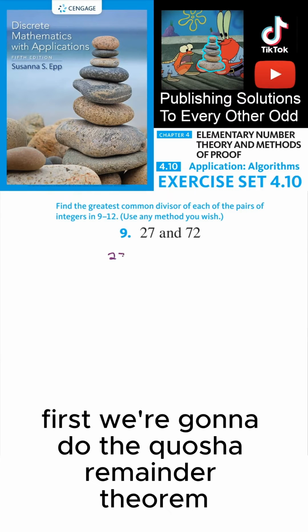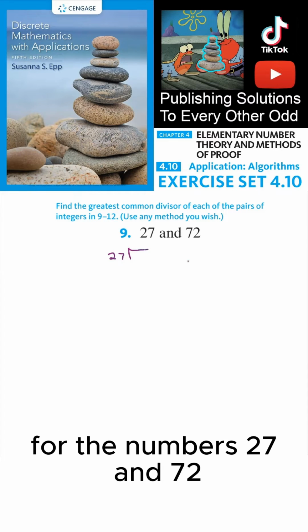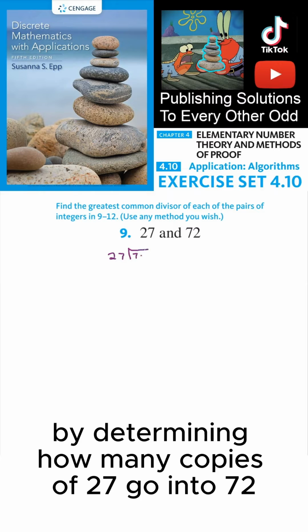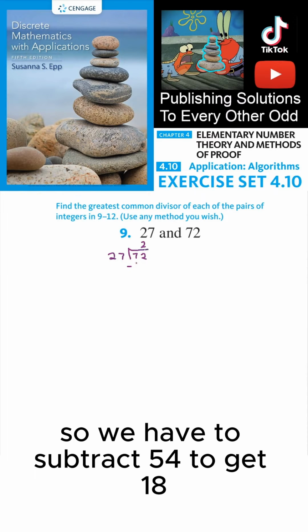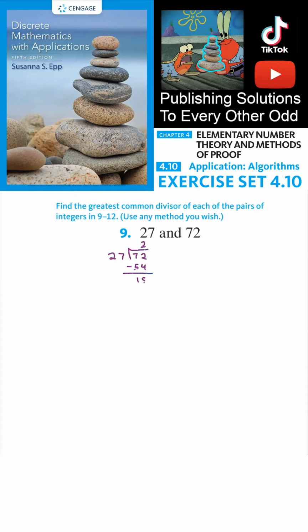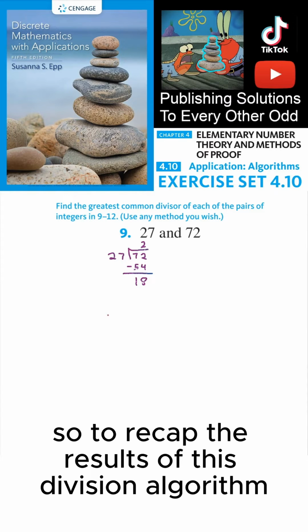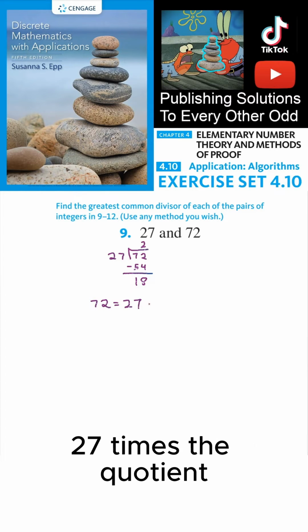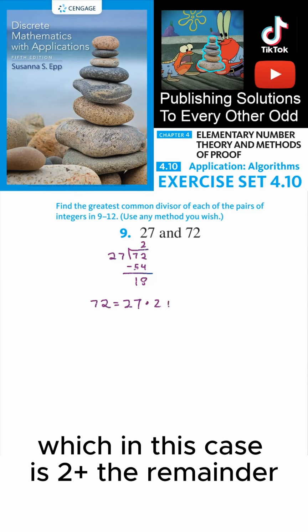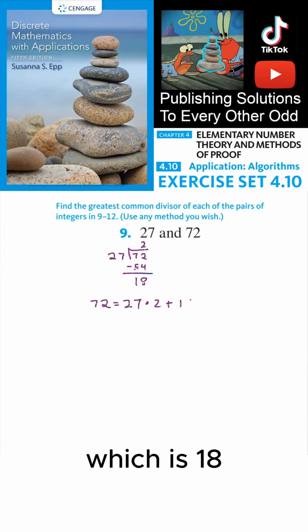First, we're going to do the quotient remainder theorem for the numbers 27 and 72 by determining how many copies of 27 go into 72. And specifically, two factors of 27 go into 72. So we have to subtract 54 to get 18. So to recap the results of this division algorithm, 72 is equal to my divisor 27 times the quotient, which in this case is 2, plus the remainder, which is 18.